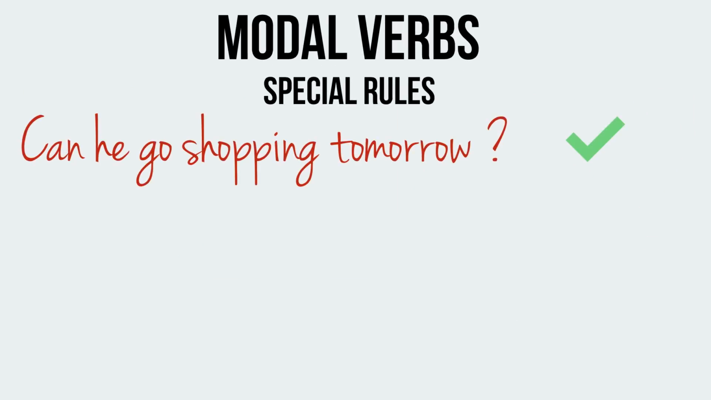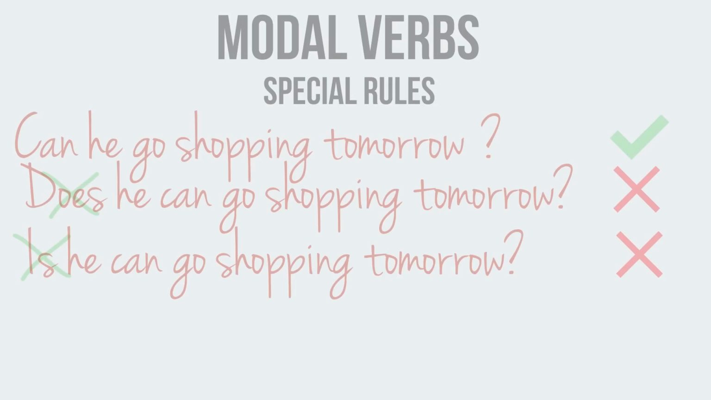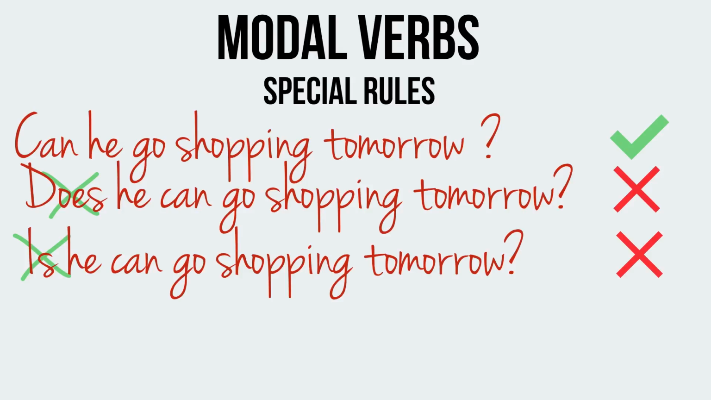More special rules about modal verbs. The correct variant of the question is, can he go shopping tomorrow? We never use auxiliary verbs do or does with modal verbs in questions, so you cannot say, does he can go shopping tomorrow? And we never use the forms of the verb to be, is, am, are, with modal verbs in questions, so you cannot say, is he can go shopping tomorrow? It's impossible.